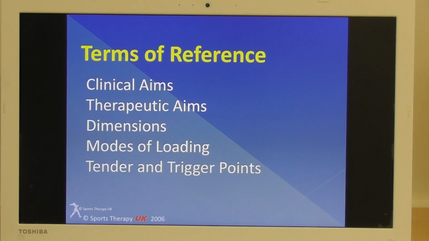So we're just going to do a bit of a recap. We've got some clinical aims, therapeutic aims, the dimensions that we talked about in weekend 1 and the modes of loading, and then make sure we understand the difference between a tender and trigger point.